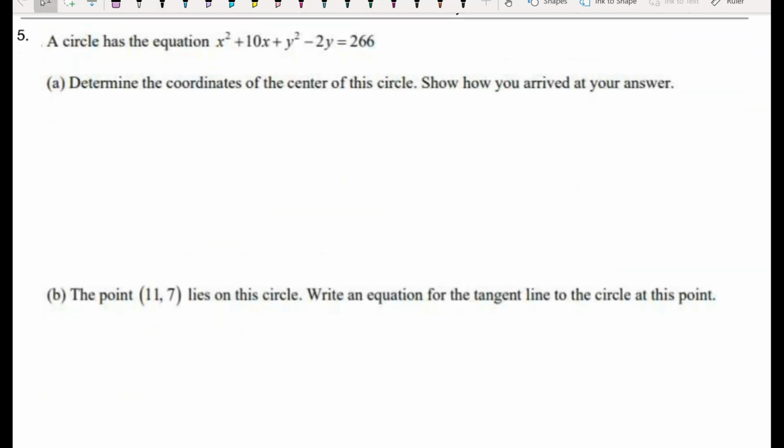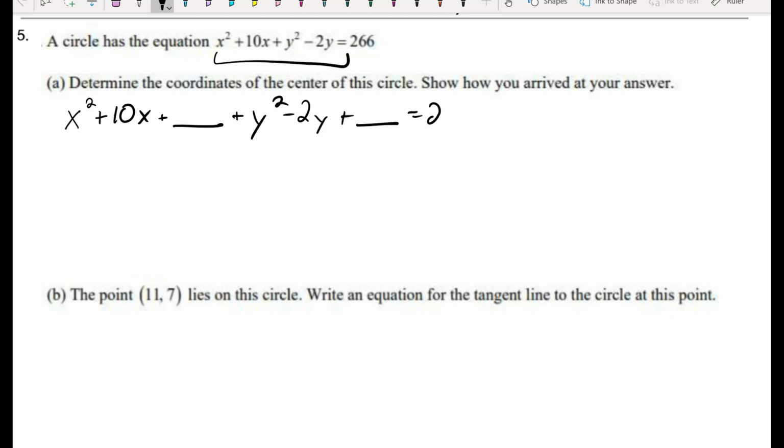Number 5. A circle has that equation. Determine the coordinates of the center of the circle. So this is going to be one of those completing the square problems, and I could tell because it's not in standard form showing me the center and the radius. So I'm going to rewrite this formula as x² + 10x + blank + y² - 2y + blank = 266 + blank + blank. Because if I'm adding two different things to the left-hand side, I should add the same number of things to the right-hand side. What you do to one side of the equation, you must do to the other.